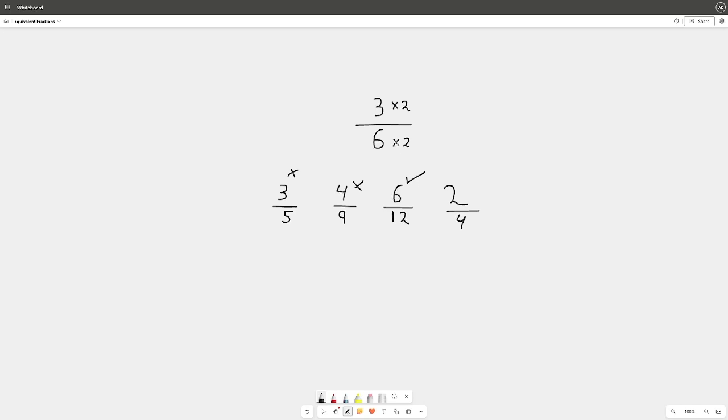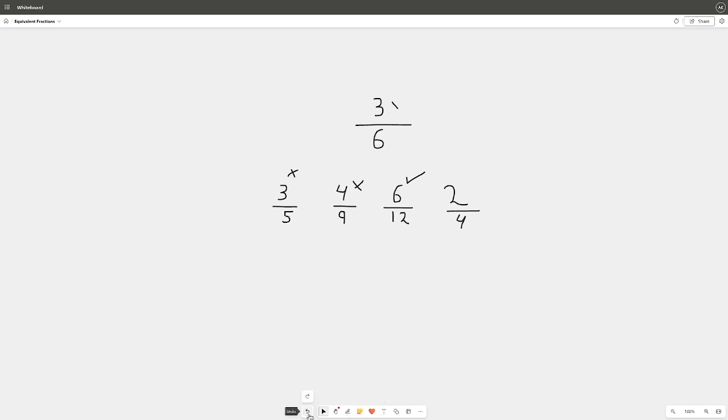Not only is it exactly 1 half, the top number being 1 half of the bottom number, they also can be easily checked by multiplying the 3 by 2 and the 6 by 2. And that would give us 6 over 12.